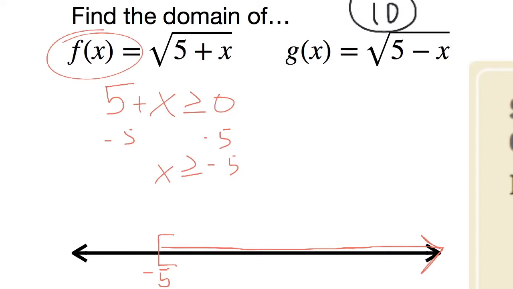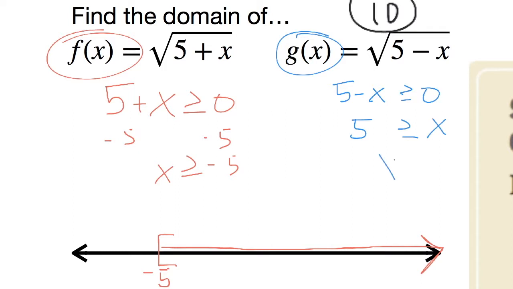Then over here, blue function, we have to make sure that 5 minus x is greater than or equal to 0. Adding x to both sides, you get 5 is greater than or equal to x. And so therefore, flipping it around, you can say this. So here's 5, and it's shading in this direction.